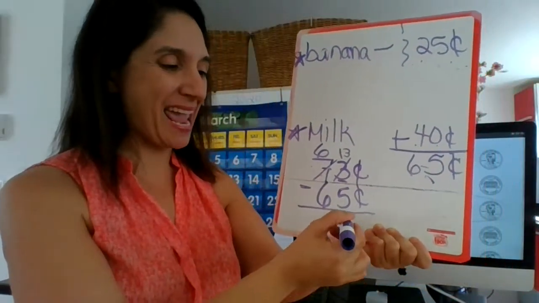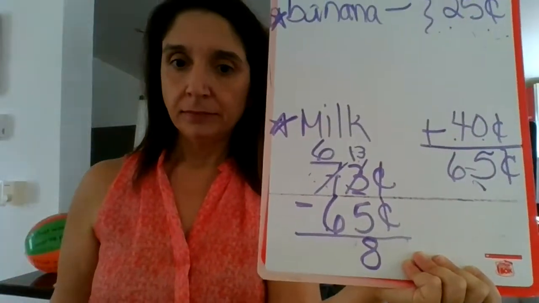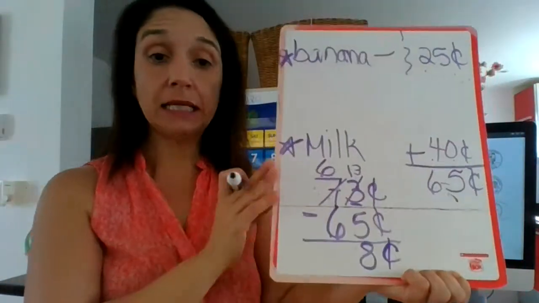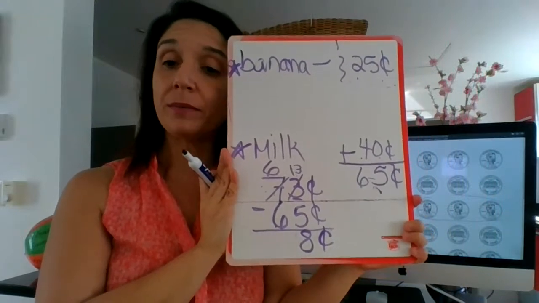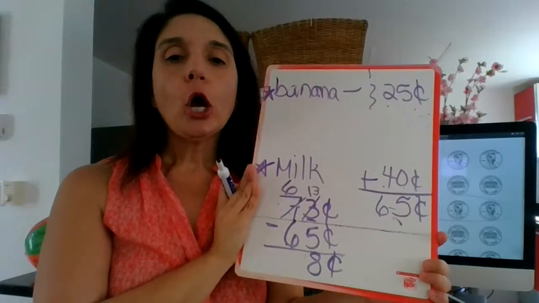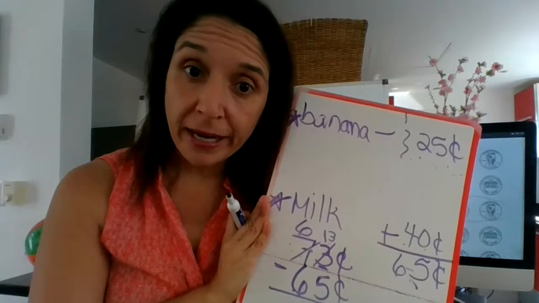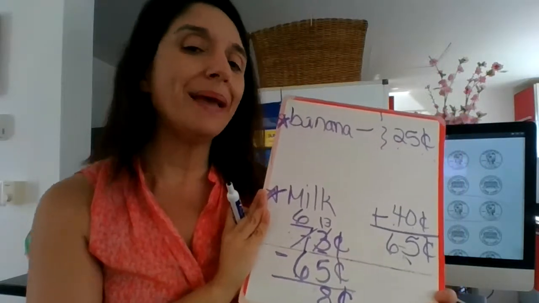Good job, Brittany. 13 minus 5 is 8. And what's 6 minus 6? 0. So I will have 8 cents left after I buy my milk and my banana. Can I buy anything else? No, I cannot. I do not have enough money. Tomorrow, I'm going to ask my mom and my daddy for more money so I can at least buy a sandwich for lunch. Maybe a cookie.